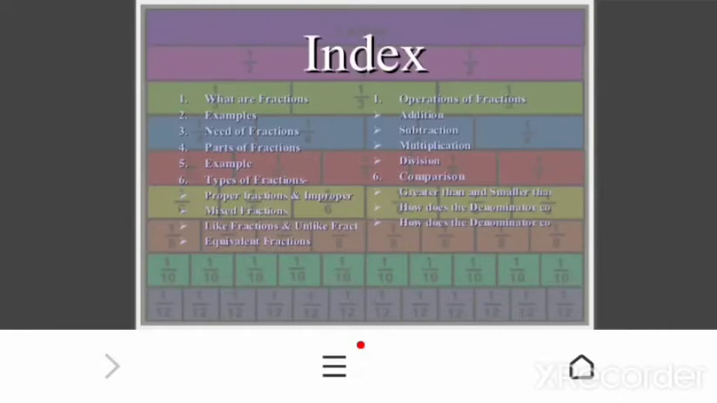In this chapter, we are going to study what fractions are, an example, the need for fractions, parts of a fraction, and types of fractions: proper fraction, improper fraction, mixed fraction, like fractions and unlike fractions, and equivalent fractions. Then operations of fractions: addition, subtraction, multiplication, division. Next, comparison, that is greater than or smaller than.